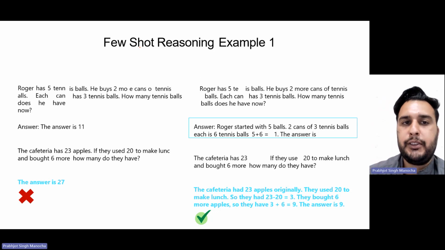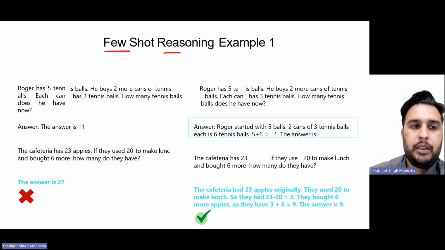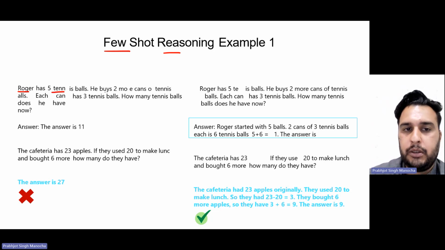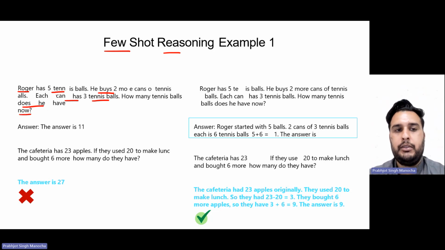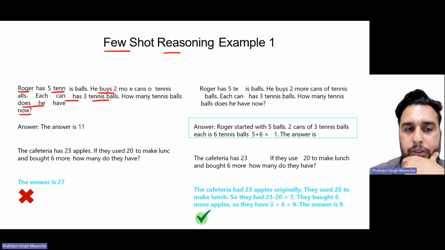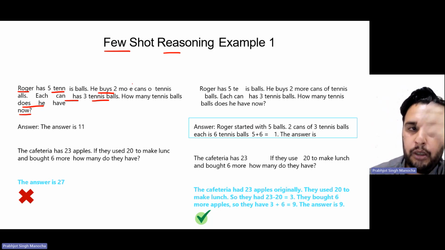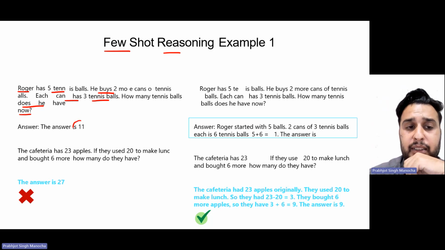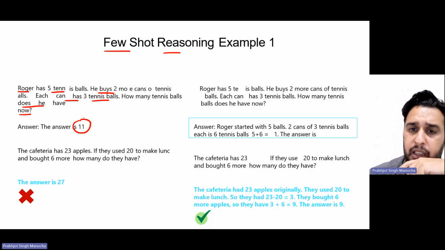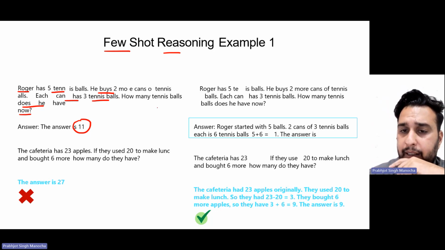And another example of few-shot reasoning: let's suppose Roger has 5 tennis balls. He buys two more cans, and each can has 3 tennis balls. How many tennis balls does he have now, right? So Roger has 5 tennis balls. He buys two more cans and each one has 3 more tennis balls. So we need to add. They are giving us an answer of 11. But if we look specifically and try to understand, there can be a different answer for this, right?